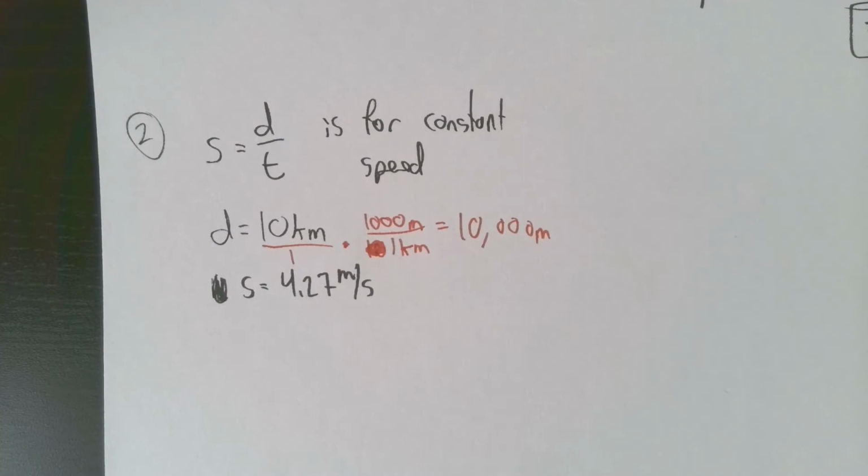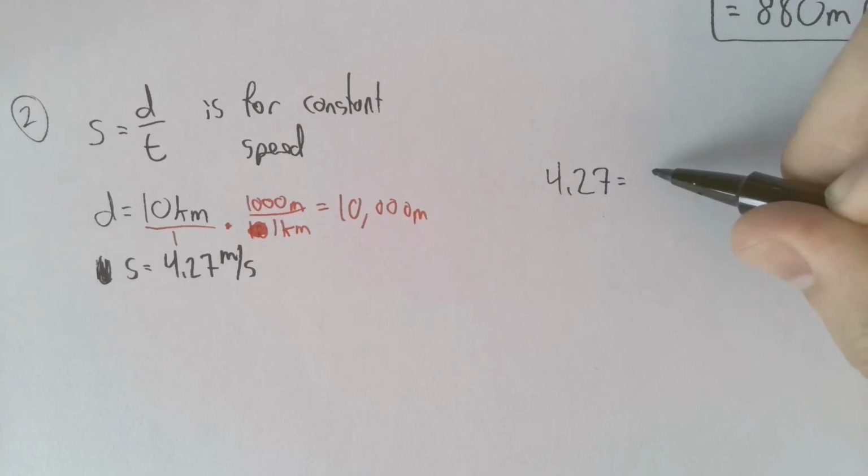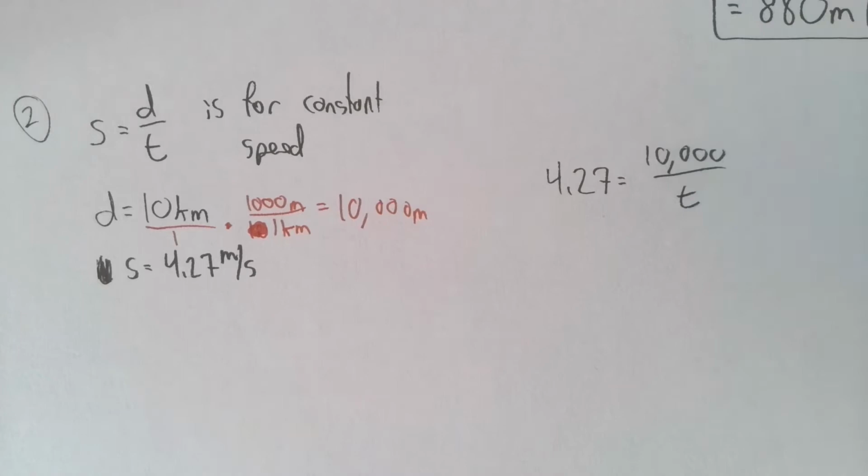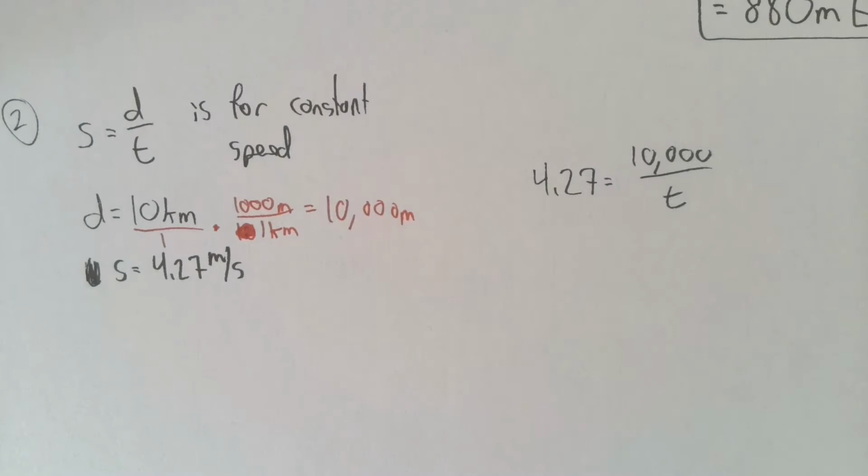Now we can plug it in. And it's as simple as that. 4.27 equals 10,000 over T. Everything from this point on is algebra. We've done all the physics, so I expect you to be experts on the algebra.